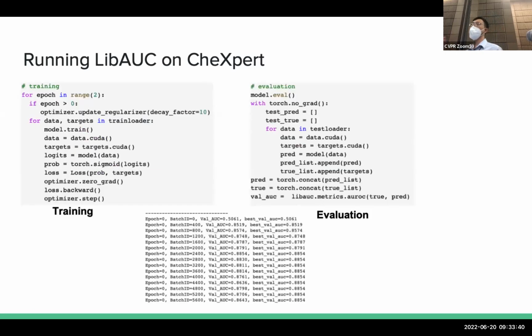And then you do the standard training, right? So do the forward propagation, and then call this loss to do the backward propagation, and then call the optimizer to do the update. So this is fairly standard. You can also evaluate by using the corresponding performance measure. So it's very easy to set up your experiments with the libAUC library.